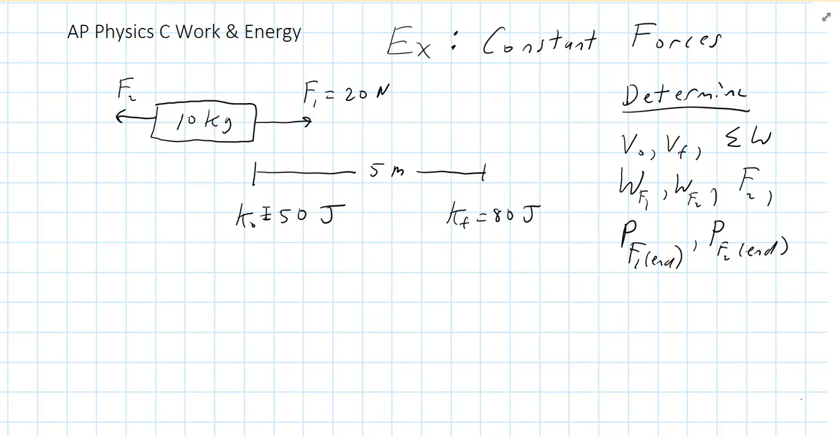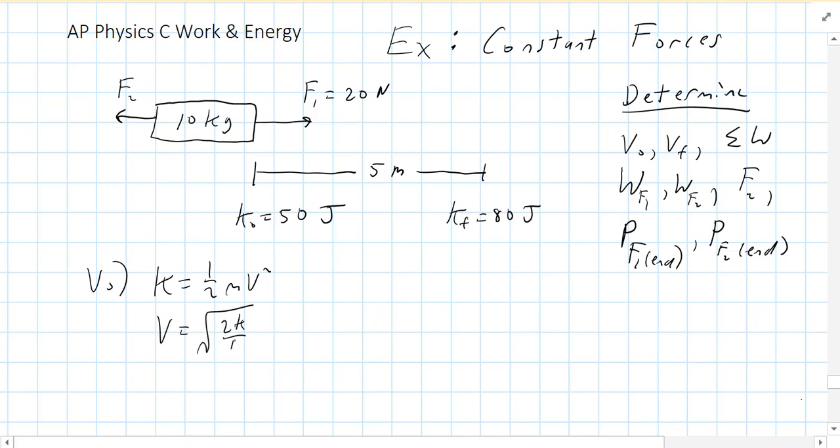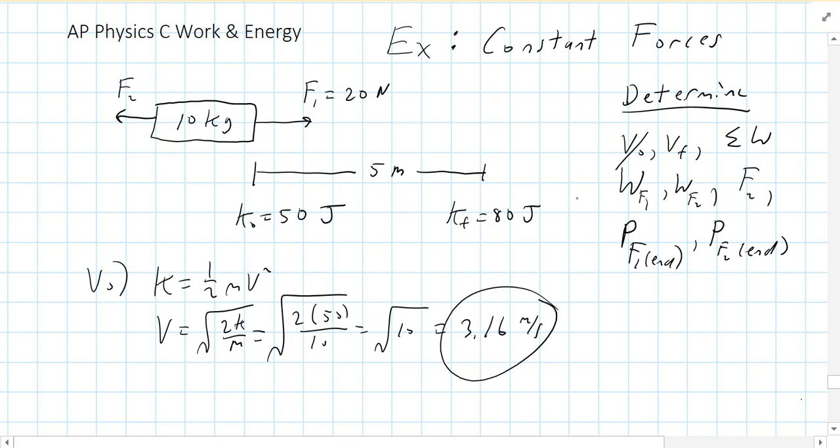All right, so the first thing is V naught. Well, I've given you the mass and kinetic energy of the block. So for V naught, all we've got to use is K equals 1/2 m v squared. Solving for V, we get root 2K over m. That is root 2 times 50 over 10. So that is root 10, which is about 3.16 meters per second. All right, so there's V naught.